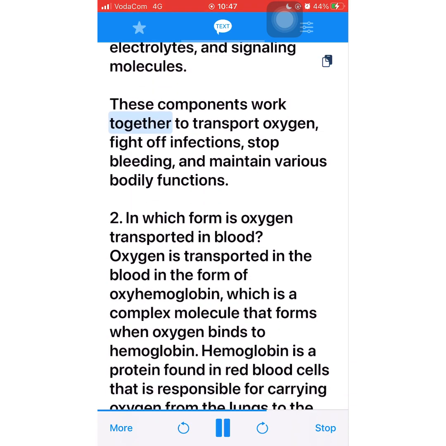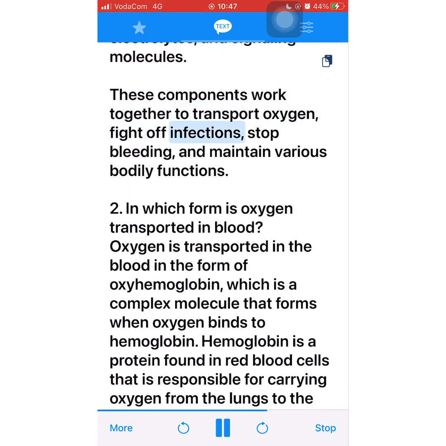These components work together to transport oxygen, fight off infections, stop bleeding, and maintain various bodily functions.